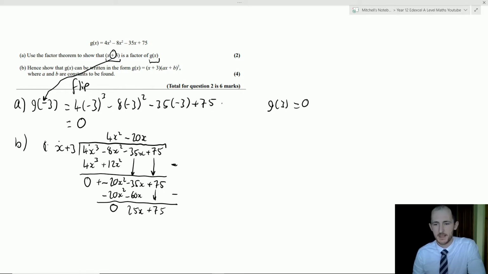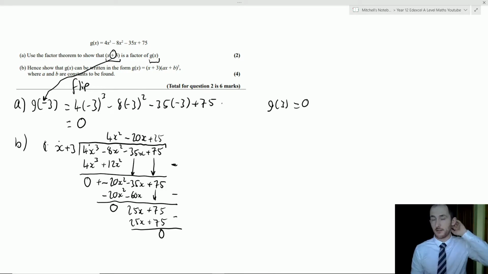Then once again, we divide it. So 25x divided by x is plus 25. And then we times it again. So we get 25x plus 75. Subtract it and we should get 0. If we get 0, that's a good sign. That means we can actually continue with the question. If you didn't get 0, then go back and see if you made a mistake like I did and see if you did the minus incorrectly and things like that.